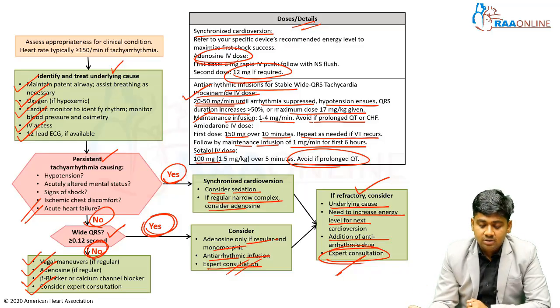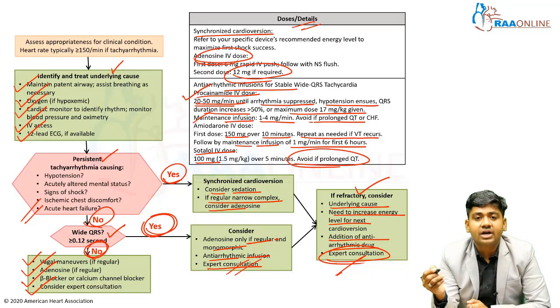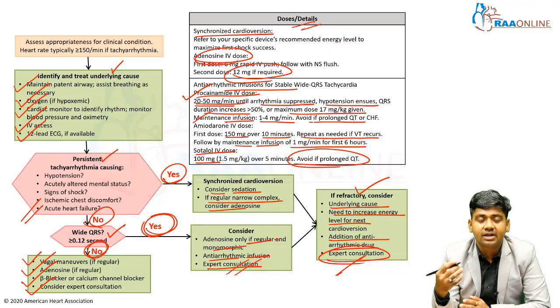But for synchronized cardioversion or PSVT, what is the drug of choice for PSVT? It is adenosine. What is the dose? Initial 6 mg, and another 12 mg. So in this way we learn about the adult tachycardia regimen.